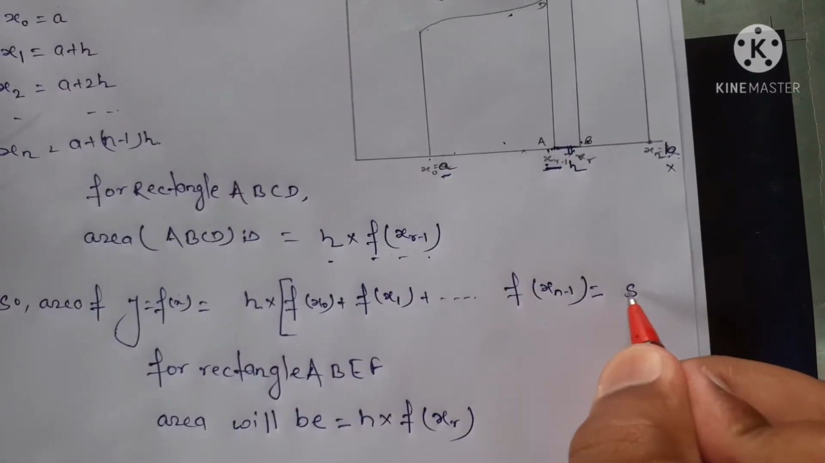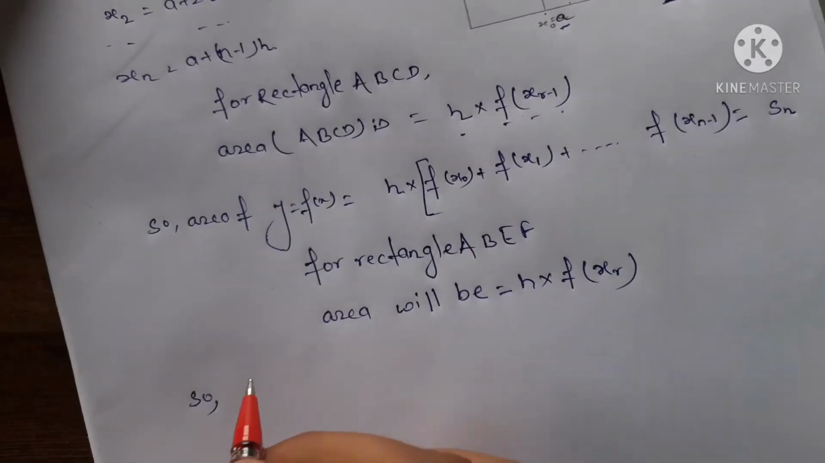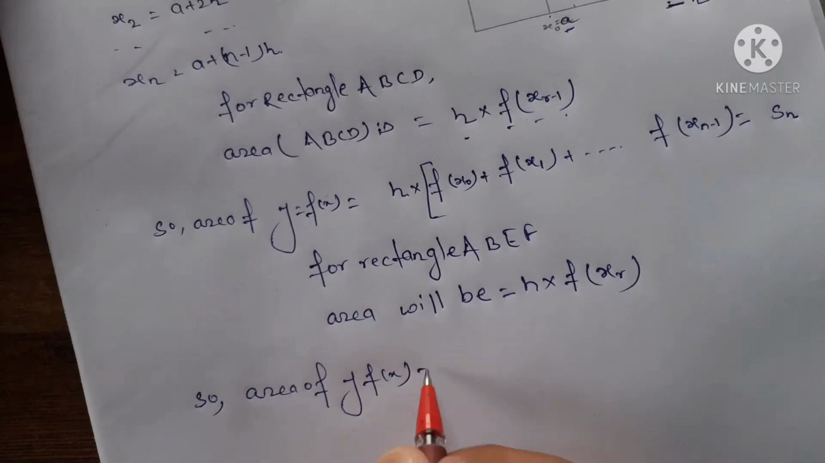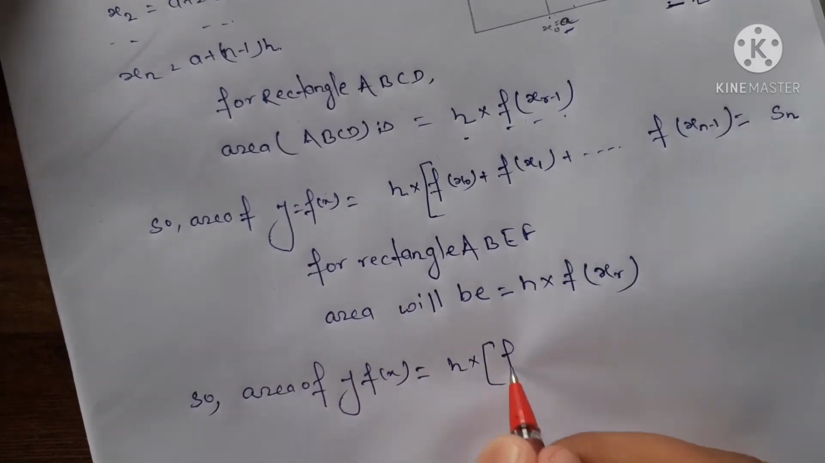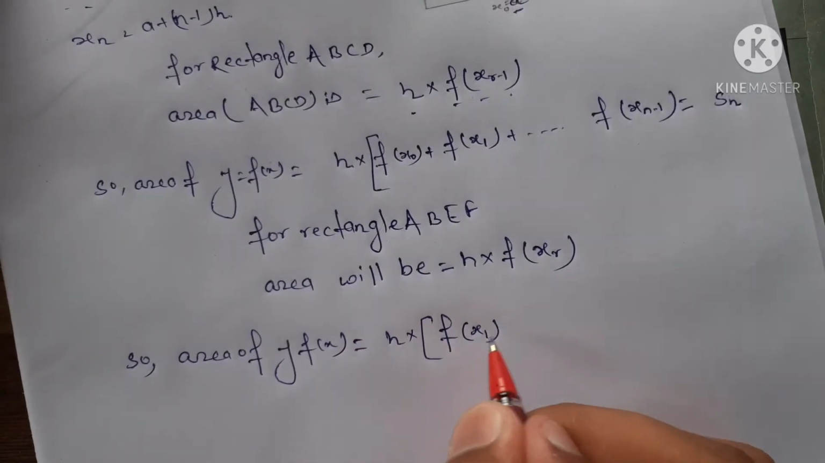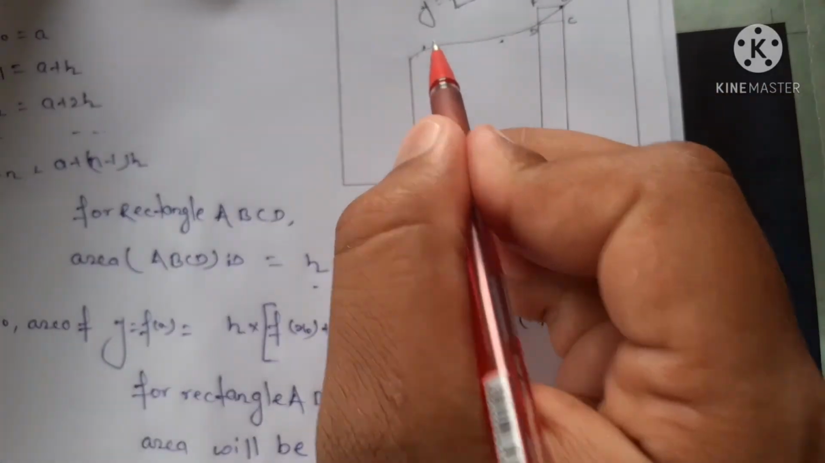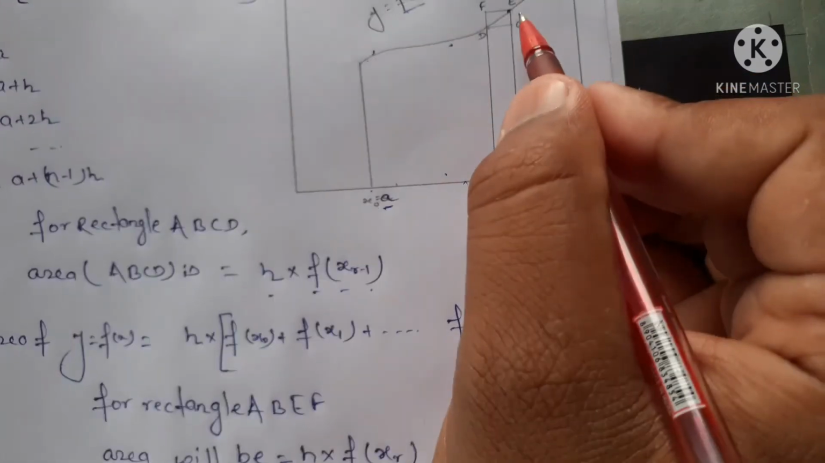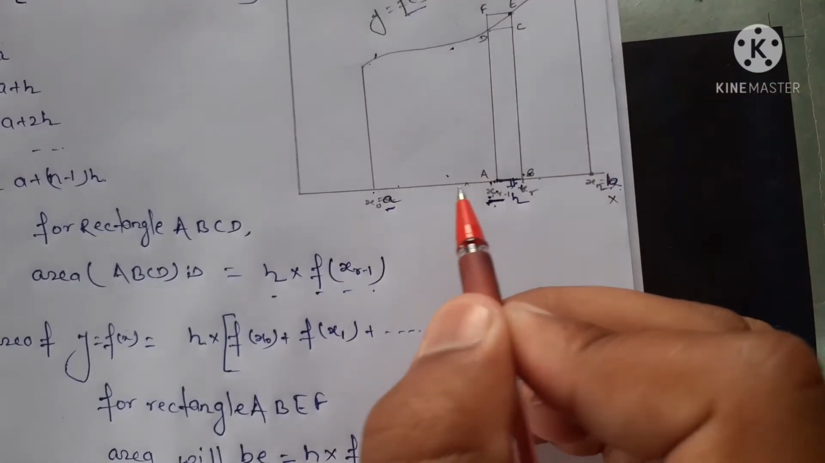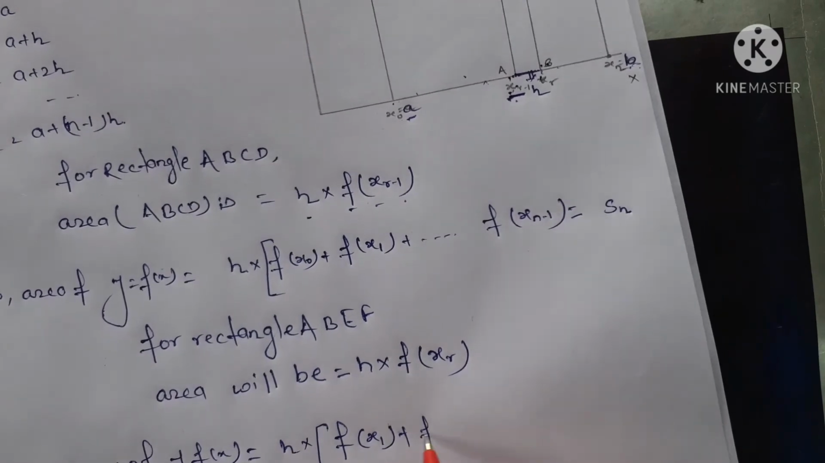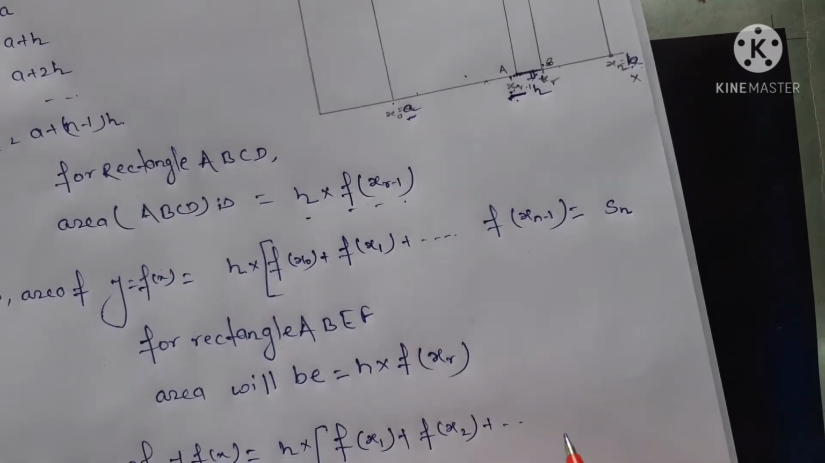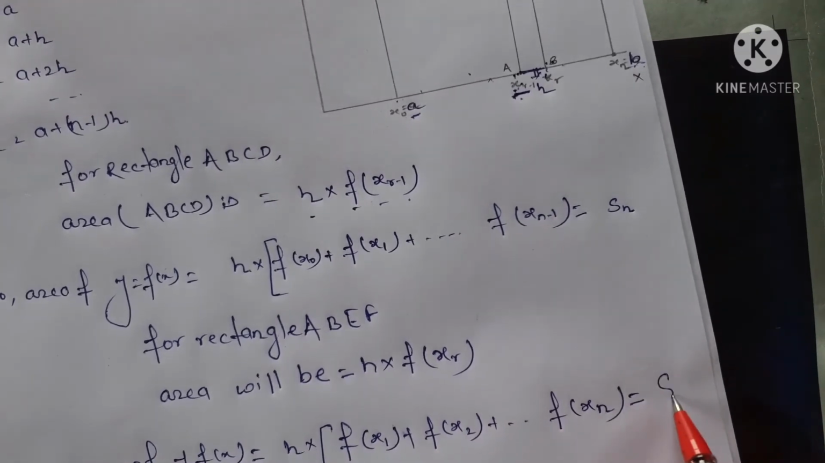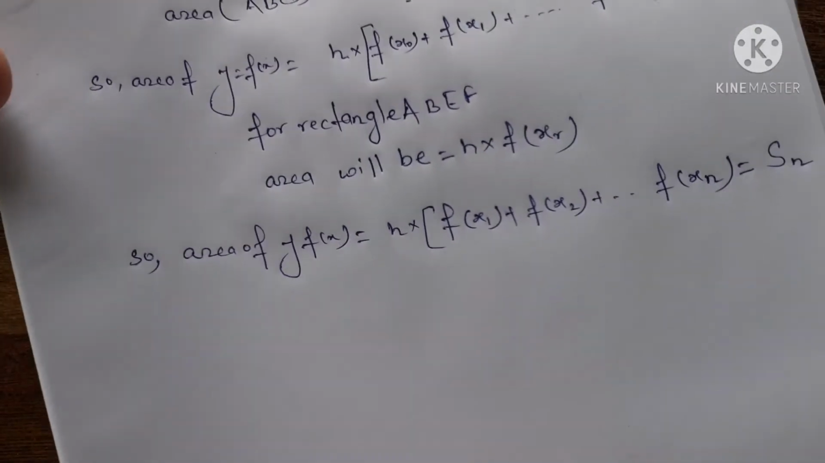This is denoted by small f to the power n. And the area under y equal to f of x will be h into f of x1, because it starts from the right-hand side of x r minus 1, or the right, which will be greater than x r minus 1. So f of x1 plus f of x2 plus up to f of xn. I denote it by capital F to the power n.